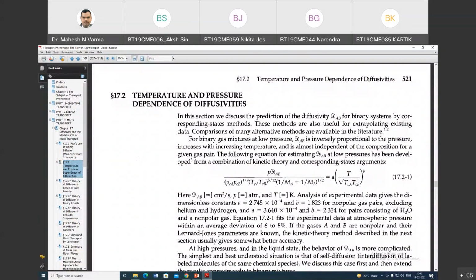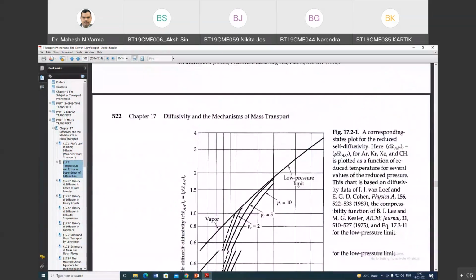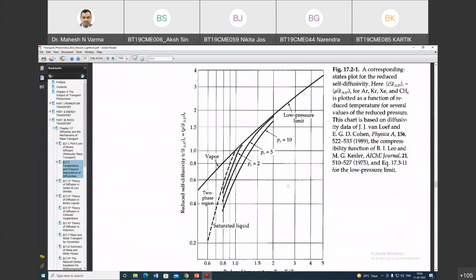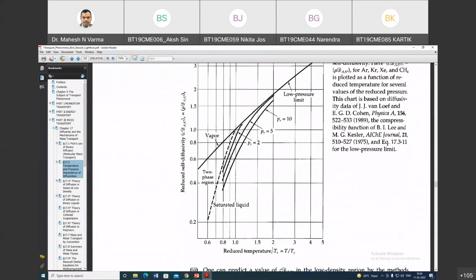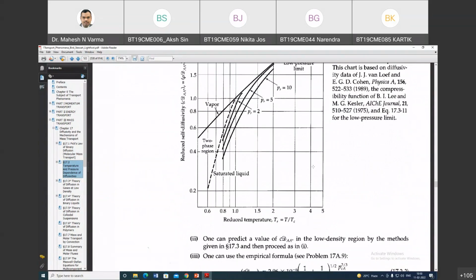You can see similar equations are given. Similar empirical equations are given, which relate diffusivity with pressure and temperature. Okay, this is similar to the experiments. Then a similar empirical graph is there. Here you can see this is the reduced temperature, this is reduced diffusivity, and this is the reduced pressure. So this empirical graph is similar.